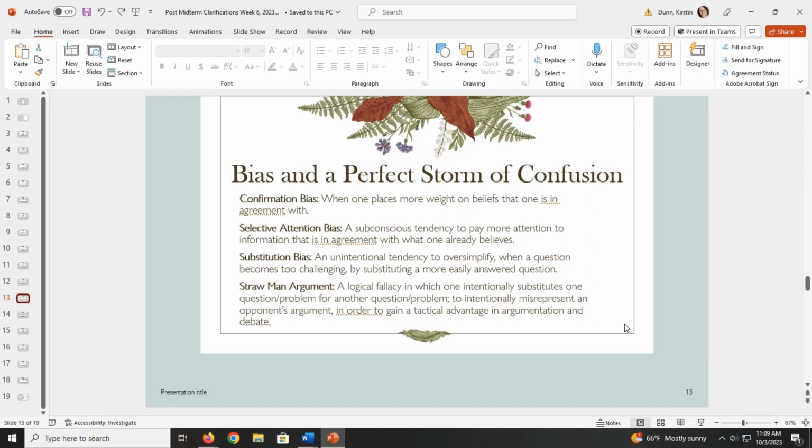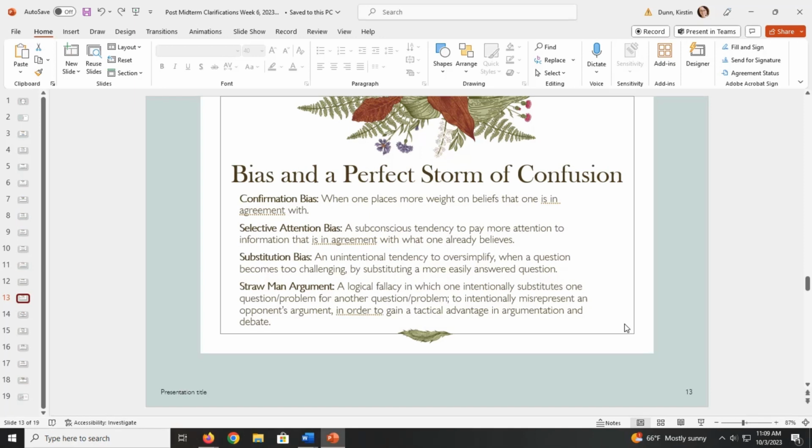Confirmation bias is when one places more weight on beliefs that one is in agreement with consciously. Selective attention bias is a subconscious tendency to pay more attention to information that is in agreement with what one already believes.